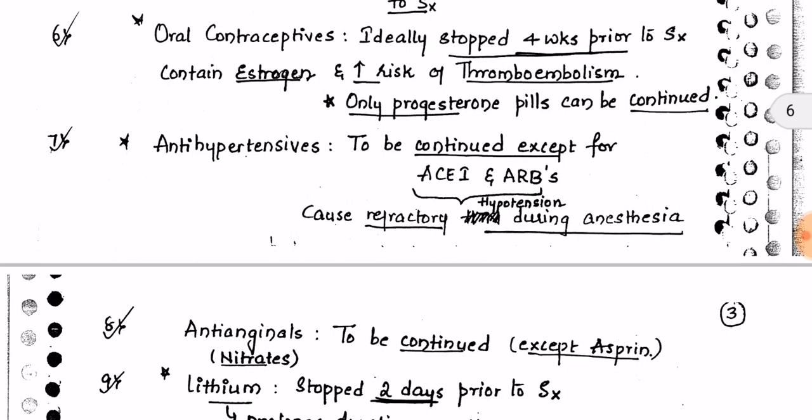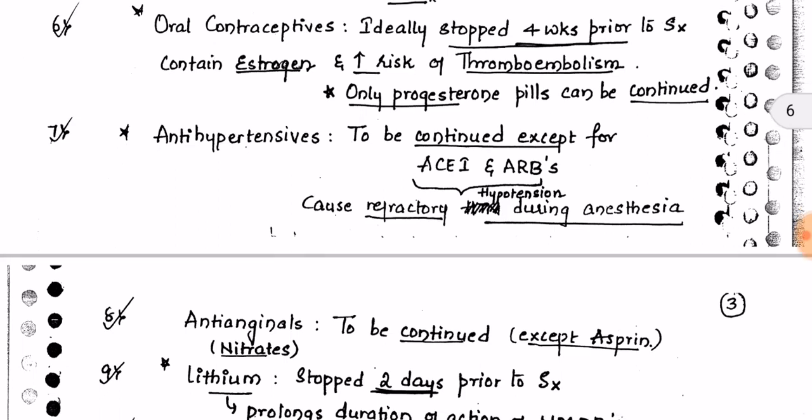Now, coming on to antihypertensives. So, we have to stop ACE inhibitors and ARBs, okay, because they can cause refractory hypertension during anesthesia, right? So refractory hypertension can be caused due to ACE inhibitors and ARBs. Okay, other agents can be continued.